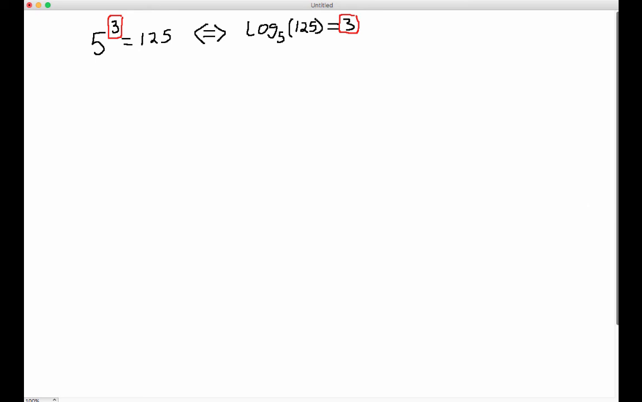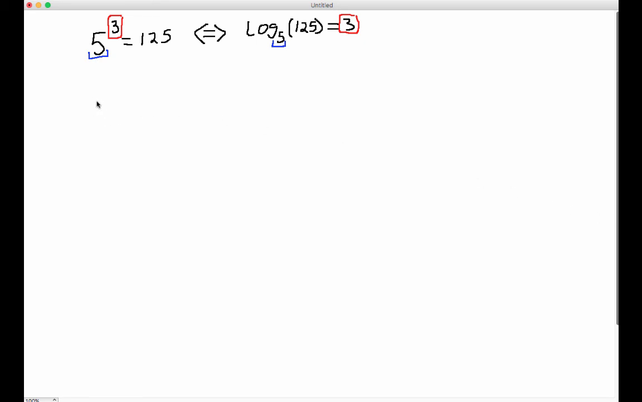The other thing to notice or to keep in mind here is that this value right here, the base, is going to be the base. Those parts didn't change. What did change is that the 3 and the 125 traded places, basically. That's kind of what Purple Math is trying to explain to you.